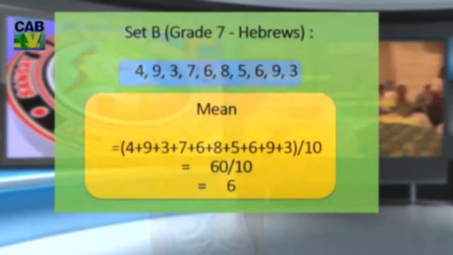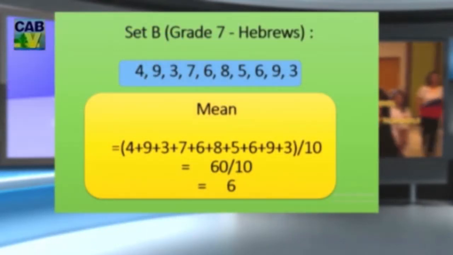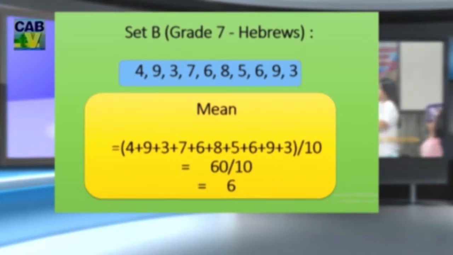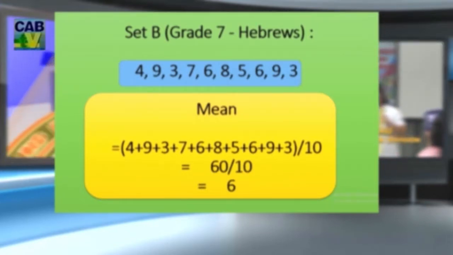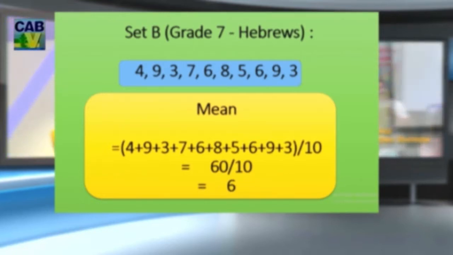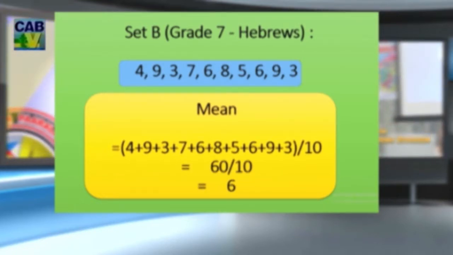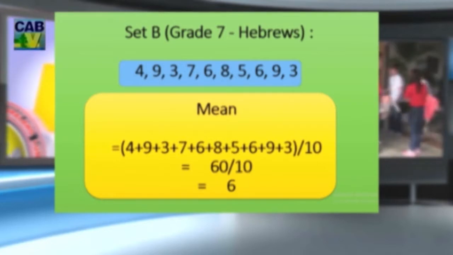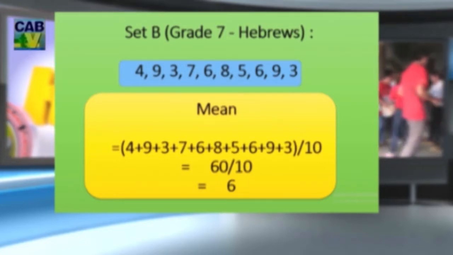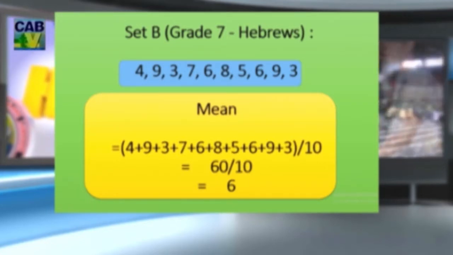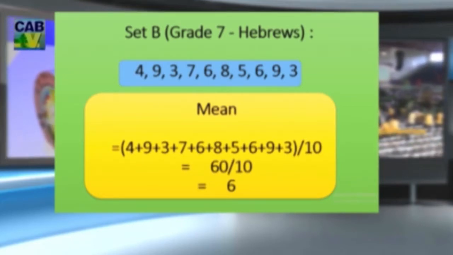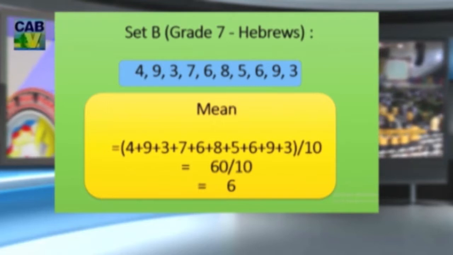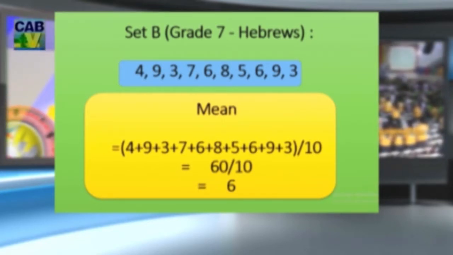For set B, the scores of grade 7 Hebrews. What is the first thing to do? I heard it right. Compute the mean. Add all the scores, divide by 10, and that is 60 over 10. The mean for the second set is 6. Then proceed to the table.